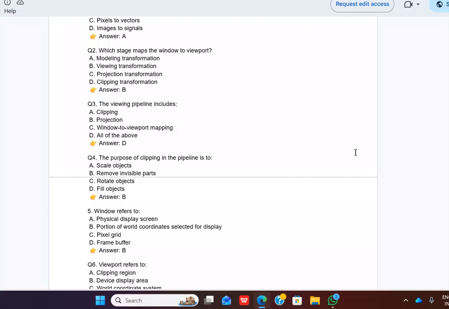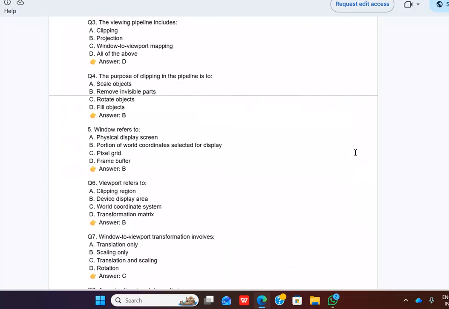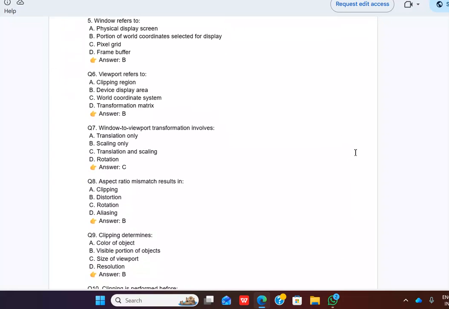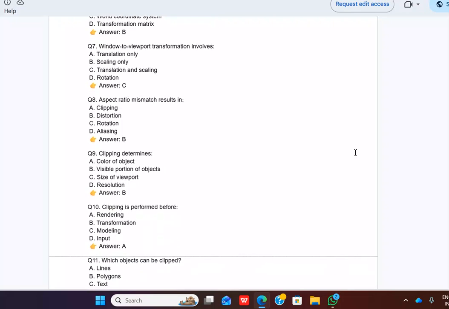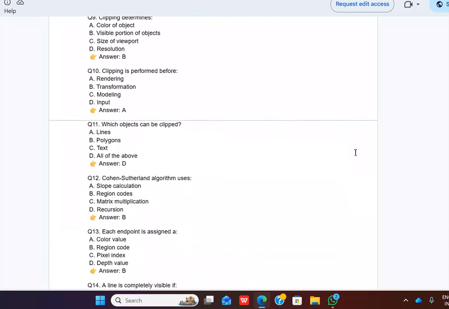Window refers to the portion of world coordinates to be displayed. Viewport refers to the device display. Window to viewport transformation involves C, translation and scaling. Aspect ratio mismatch results in distortion, and clipping determines the visible portion of an object. Clipping is performed before rendering. Which objects can be clipped? D, all of the above.